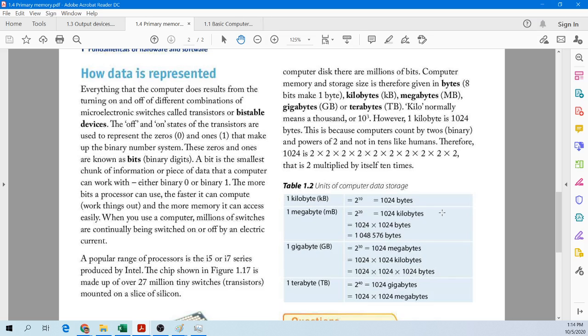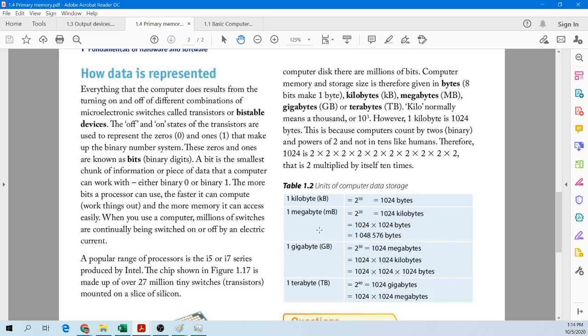A popular range of processors is the i5 or i7 series, produced by Intel. The chip shown in figure 1.17 is made up of over 27 million tiny switches or transistors mounted on a slice of silicon.